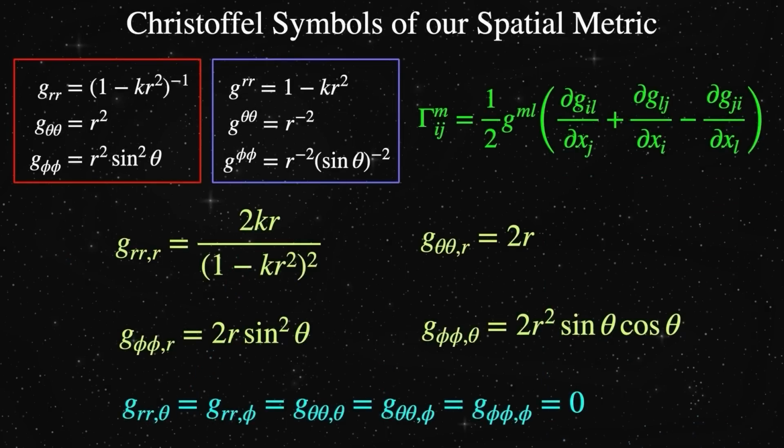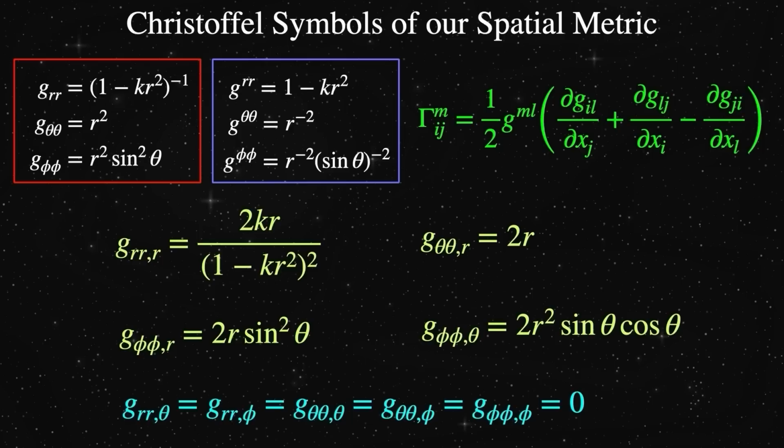Before we proceed, we need to see what these Christoffel symbols look like. Let's just go back to our original spatial metric with 3 dimensions. We have our original metric components in the red upper left-hand corner box. The components of the metric are only g_rr, g_θθ, and g_φφ, each with the values that you see.